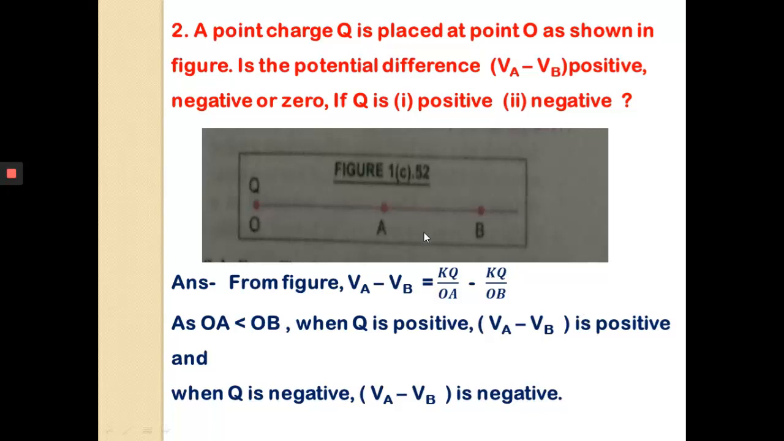Clear? So since OA is less, 1 by OA will be greater than 1 by OB. Larger value minus smaller value will give you a positive value. So if Q is positive, VA minus VB will be positive. If Q is negative, VA minus VB will be a negative value.